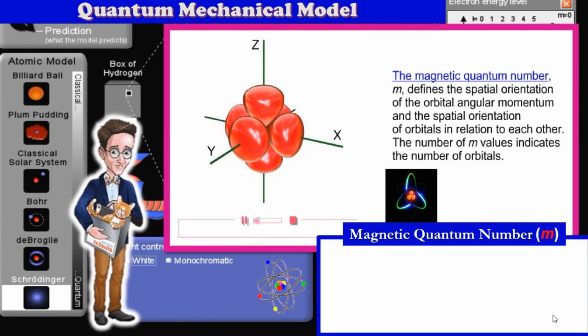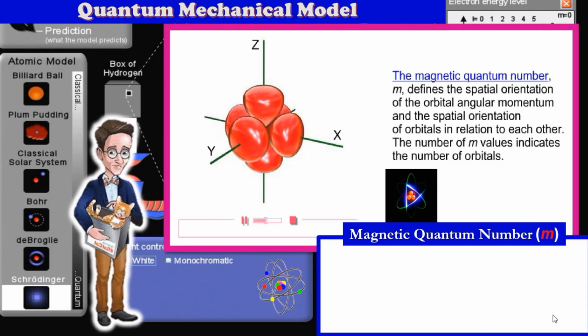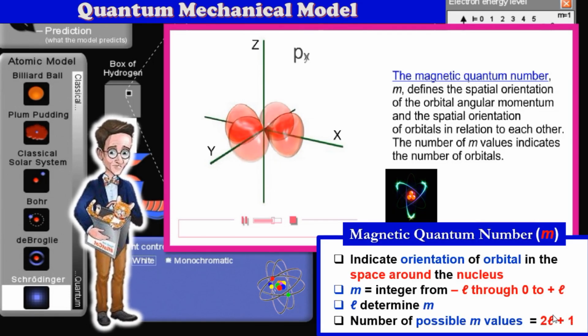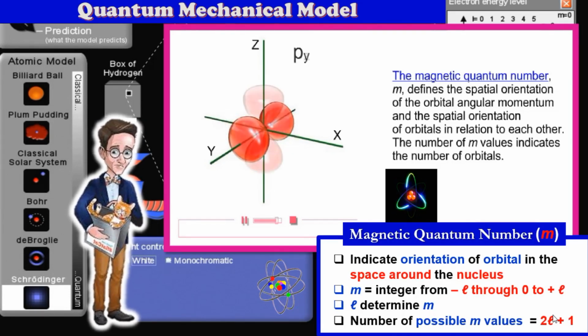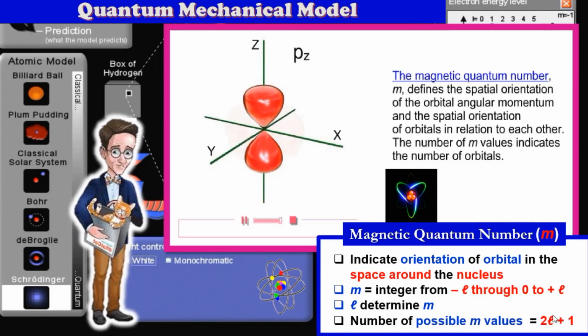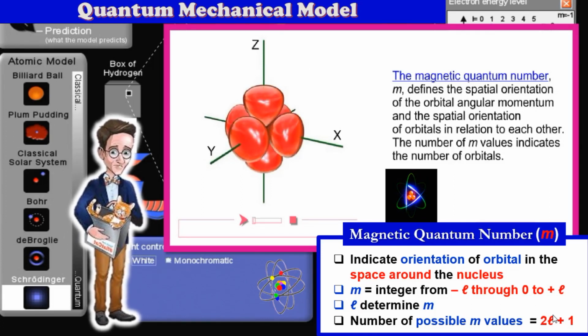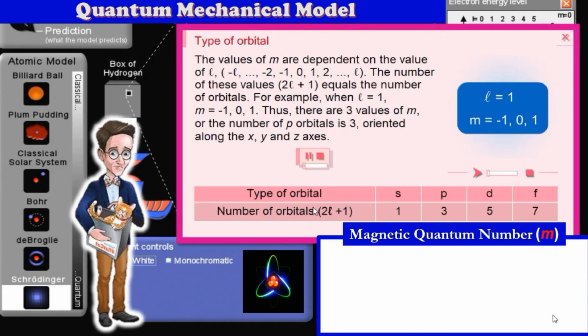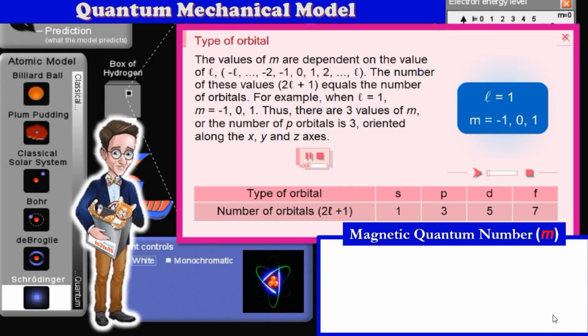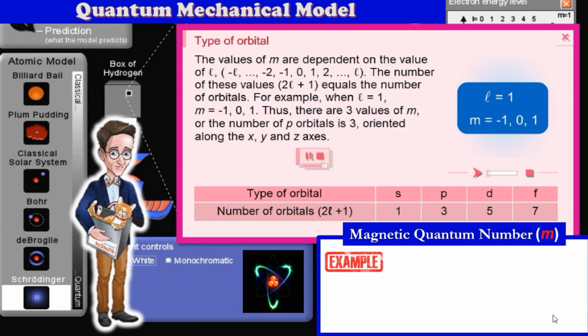The magnetic quantum number defines the spatial orientation of the orbital angular momentum and the spatial orientation of orbitals in relation to each other. The values of m are dependent on the value of L. The number of these values, 2L plus 1, equals the number of orbitals.